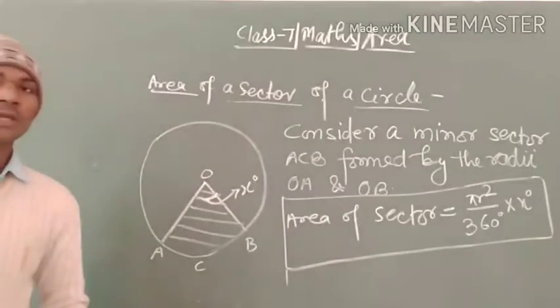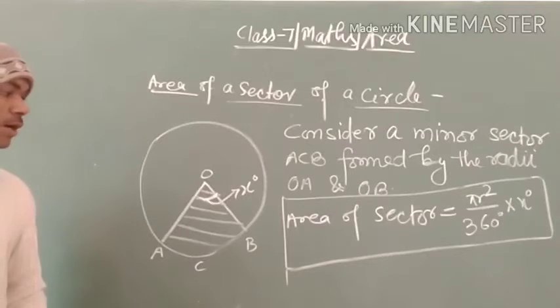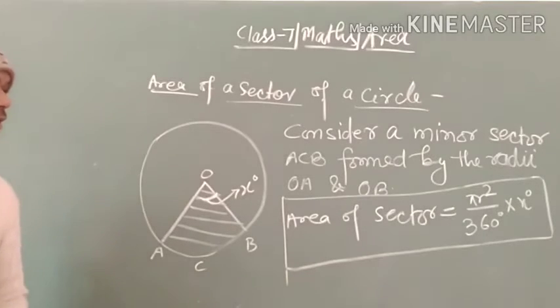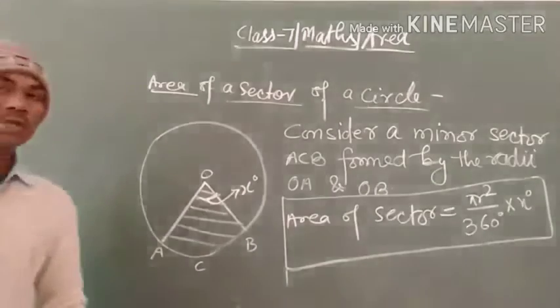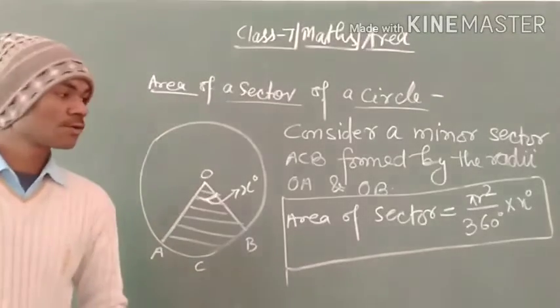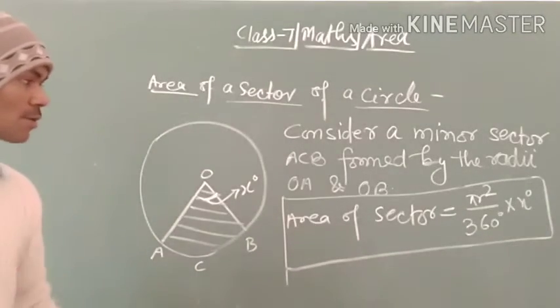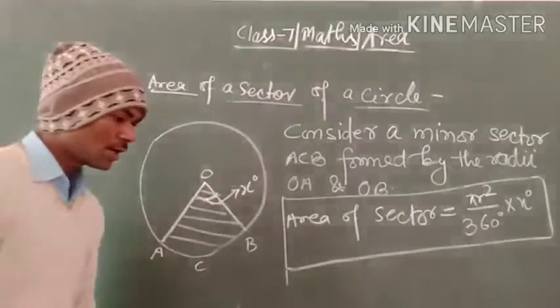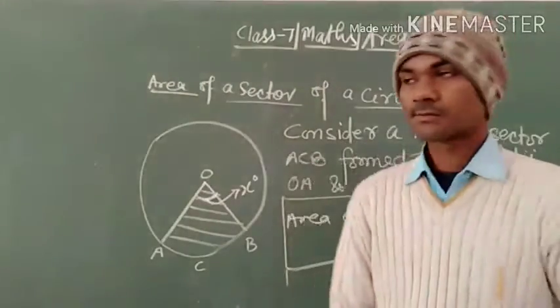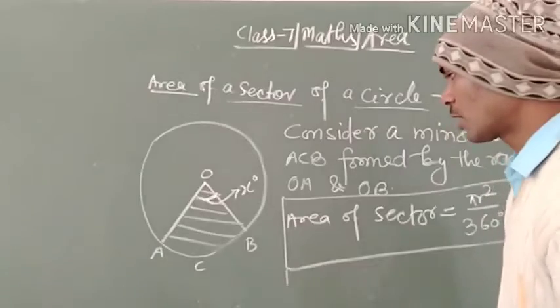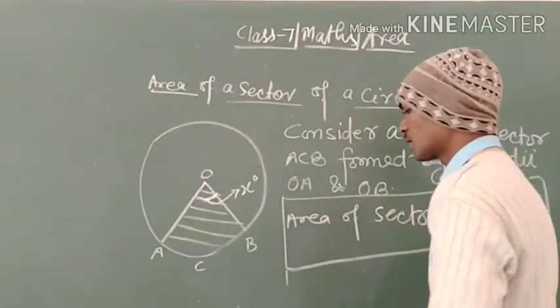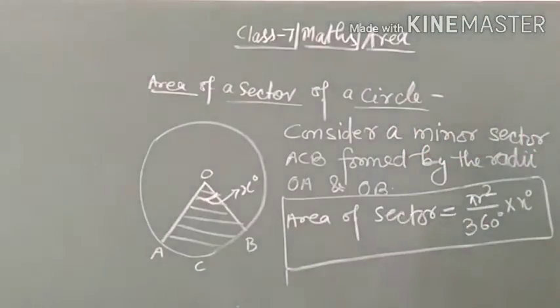Here we do not need to derive the formula, or how it comes. We just need this formula in order to solve the question. So we just have to know this formula and no more. Let's understand it once again. Here we have to find the area of the sector ACB by using the formula pi r square upon 360 degree into x degree.